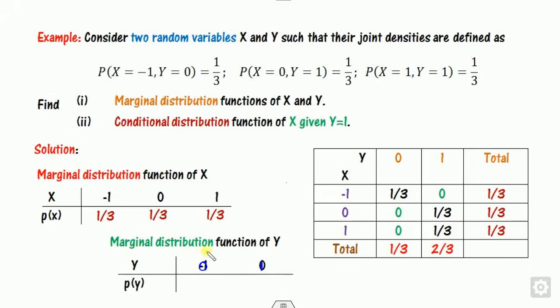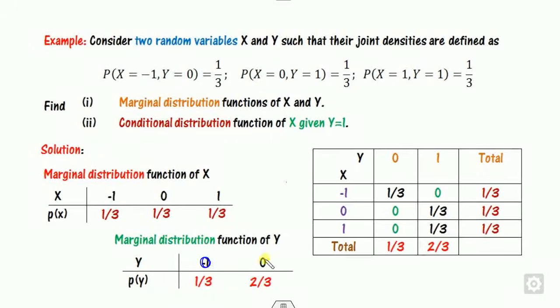Similarly, you can find the marginal distribution of y. The sum for 0 is 1/3, and the sum for 1 is 2/3. Again, you can check that the sum will be 1. Okay, so that's my first part.